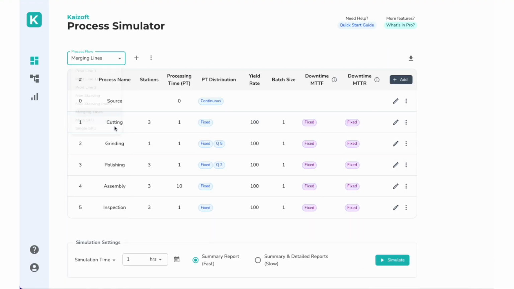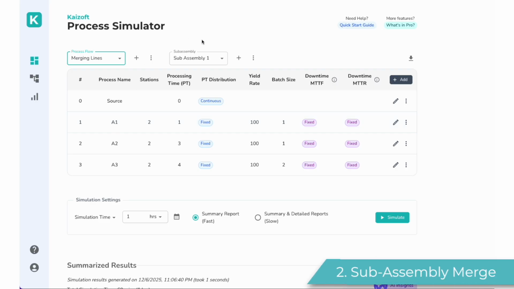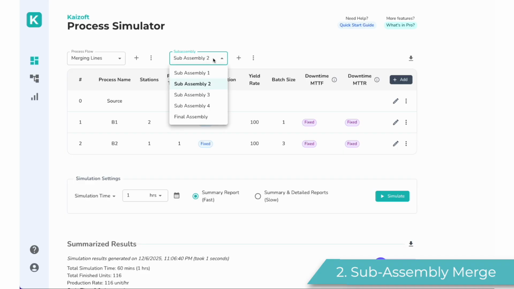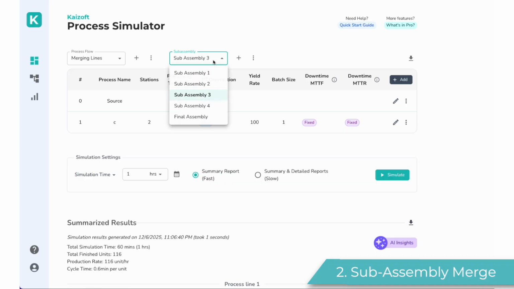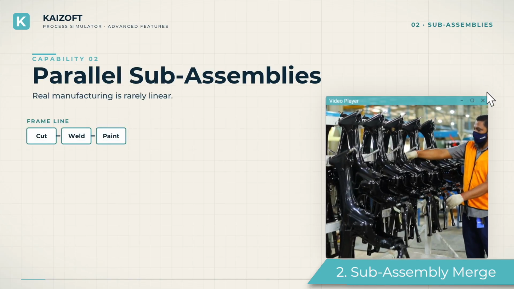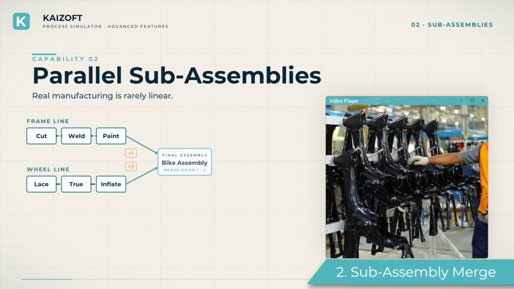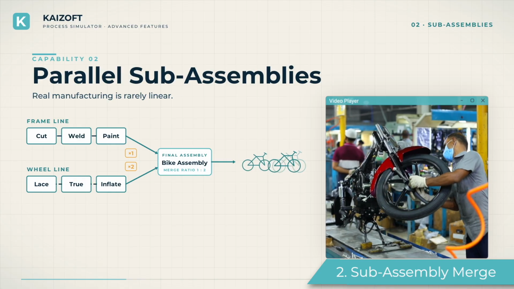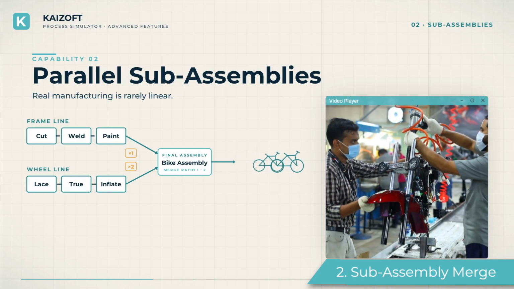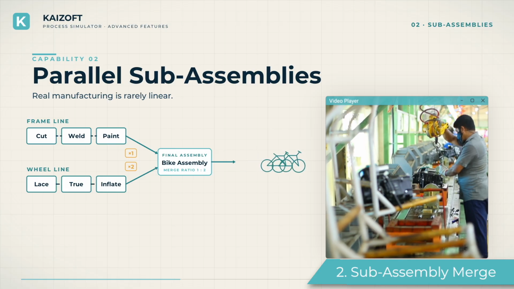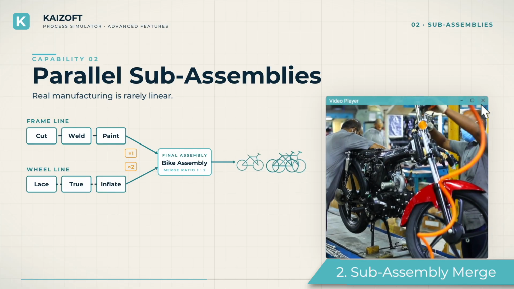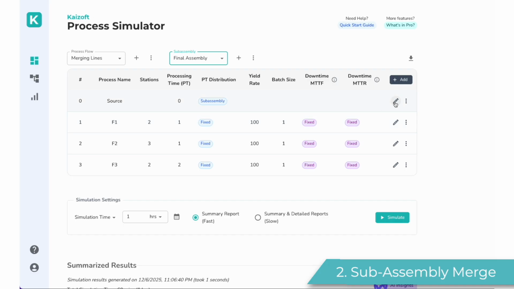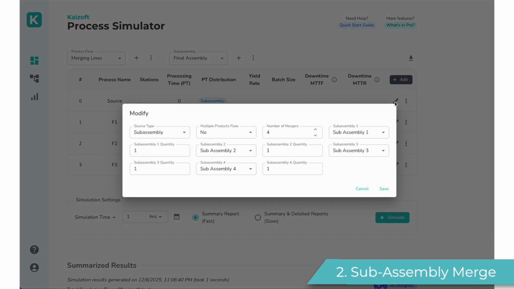Real-world manufacturing is rarely linear. With Kaizoft, you can build parallel sub-assembly flows and merge them into a final production stream. For example, in a bicycle factory, you might have one line assembling frames and another building wheels, both of which must merge at a final station where exactly one frame and two wheels are combined to create the finished product. These sub-assembly merges and their merge ratios can easily be configured within the final assembly line source settings.